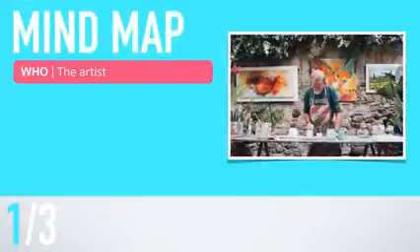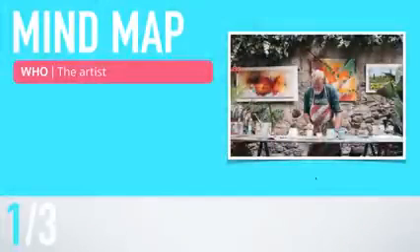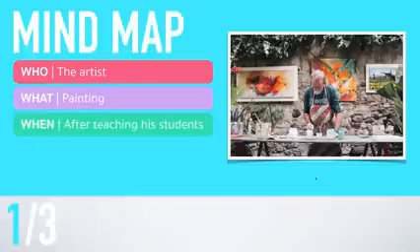So let's continue again. You see what's going on in your mind. So we have another image. This man, I say, who is he? He's an artist. You guys know I love art, right? So, okay, but what is he doing? Looking at the picture, what is he doing exactly? Well, I'd say he's painting. When? When is he painting? I'd say after teaching his students. Now, again, these are chunks of information that I'm gathering in my mind, but you can gather your own little chunks for the 5 W's.